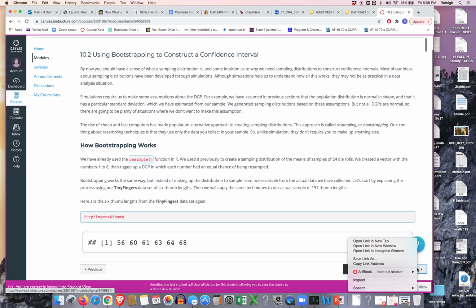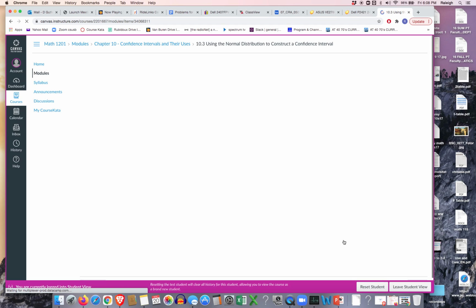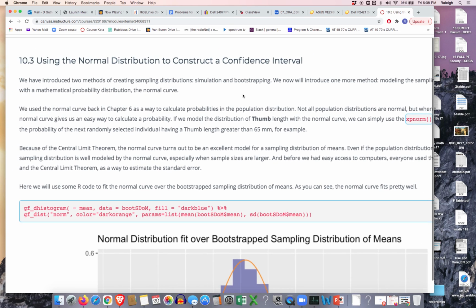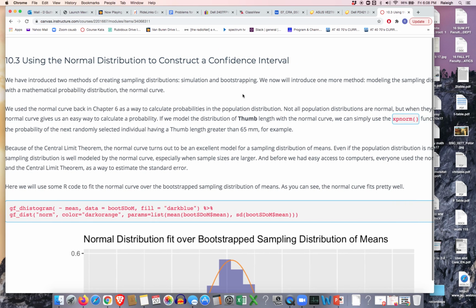Let's get to some that are a little bit more appropriate to ours. If I can get over there. And there we go, 10.3. Using the normal distribution. Now we're talking. Normal distribution to construct a confidence interval. This is what we're really aiming towards. It probably should have just started with 10.3. But it sounded like other people had started chapter 10 too, so we could find something out of the beginning of chapter 10 to talk about.